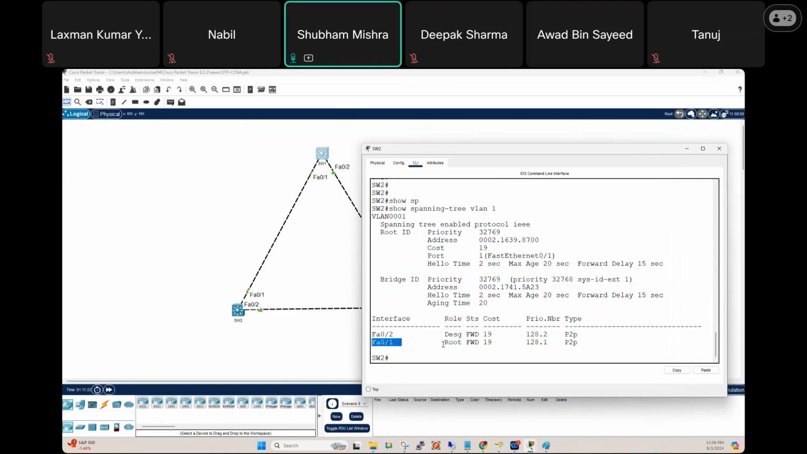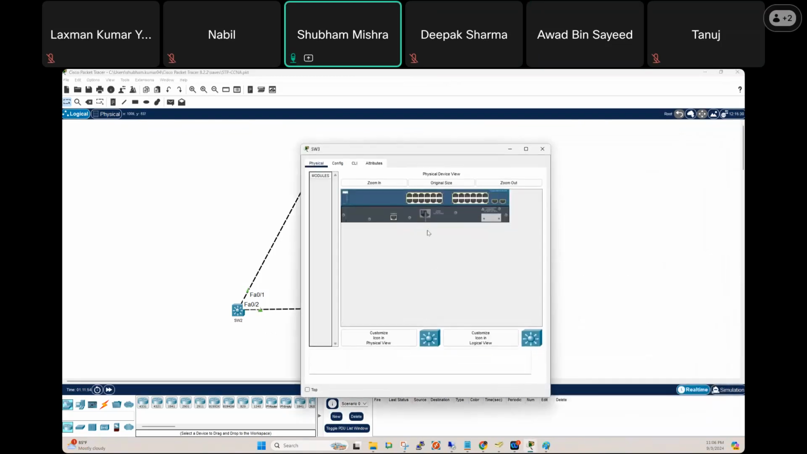For 0/1, what is the port role? Root. It means this is the root port. And what is the state? Forwarding. I told you, it is either a designated port (DP) or a root port (RP), and the port state will be forwarding. Cost will be 19 and this is the port number. Now 0/2 is called the DP port.